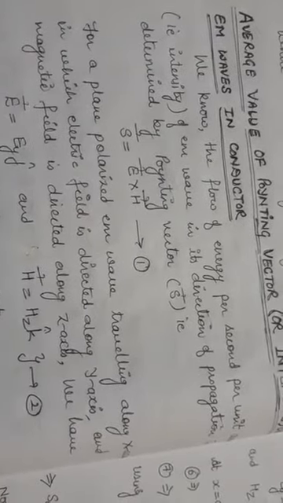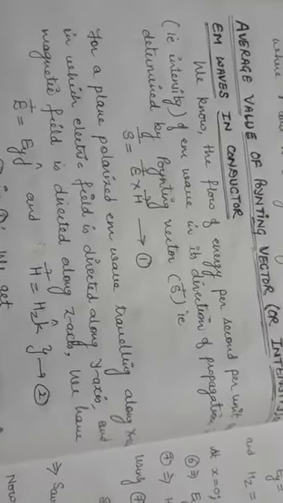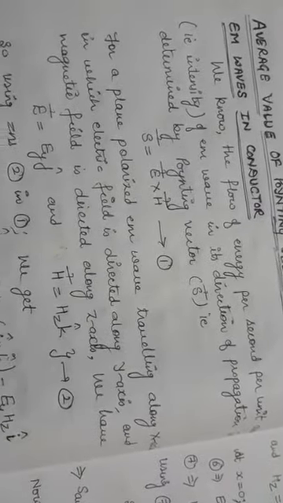Now we know the flow of energy per second per unit area, that means the intensity of the electromagnetic wave in its direction of propagation, is determined by the Poynting vector. You know it very well, we have already defined the Poynting vector. By the definition, it is energy flowing per second per unit area in the direction of electromagnetic waves, and its expression is given by equation number 1, S phasor is equal to E phasor cross H phasor.